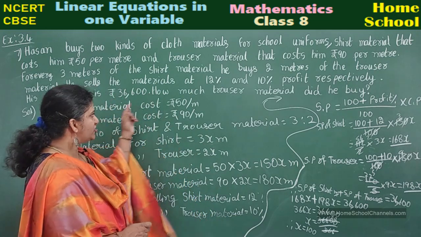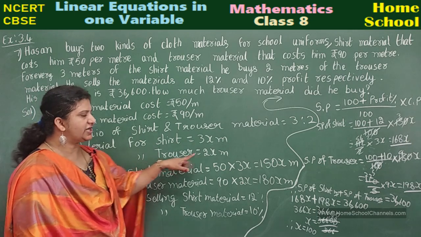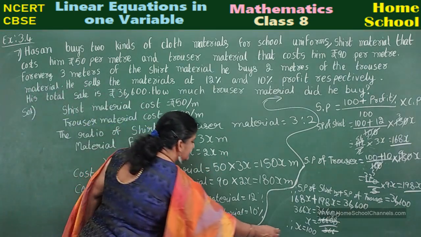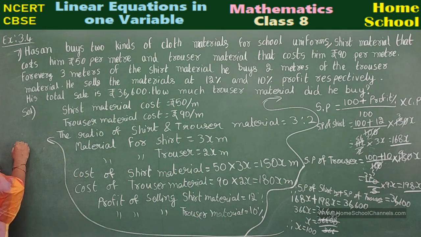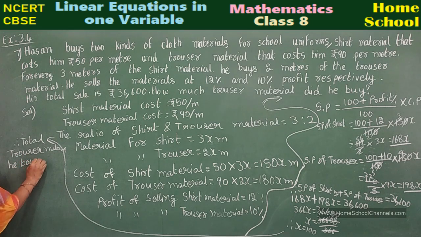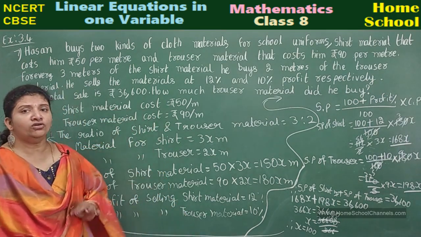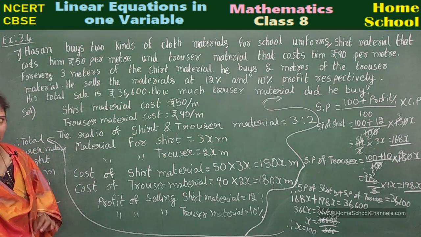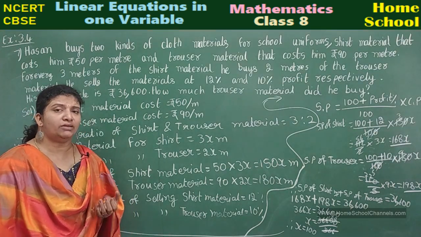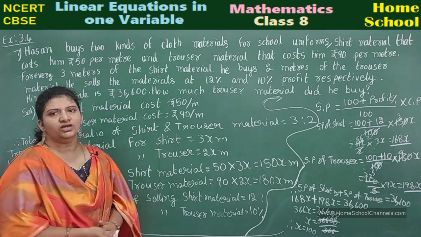After getting x value, see the question again. How much trouser material did he buy? So, where is the trouser material? See here. Material for trouser, 2x meters. Therefore, last statement, I just write here. Therefore, total trouser material he bought is equal to 2x meters. That is 2 into 100, 200 meters. This is your final answer. Therefore, total trouser material he bought is 200 meters. In the same manner, if I ask you what is the total material he bought for shirt, see here, shirt material 3x, 3 into 100, 300 meters he bought for shirt material.